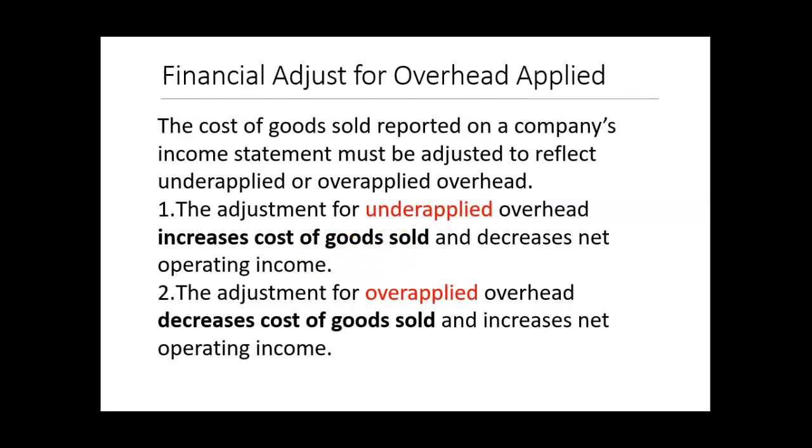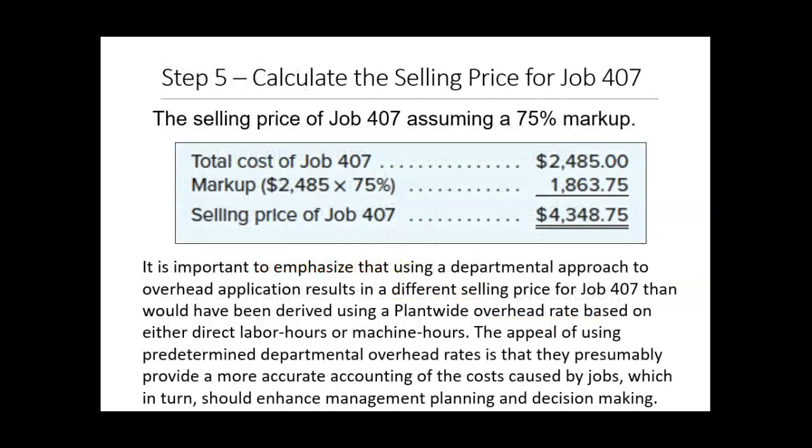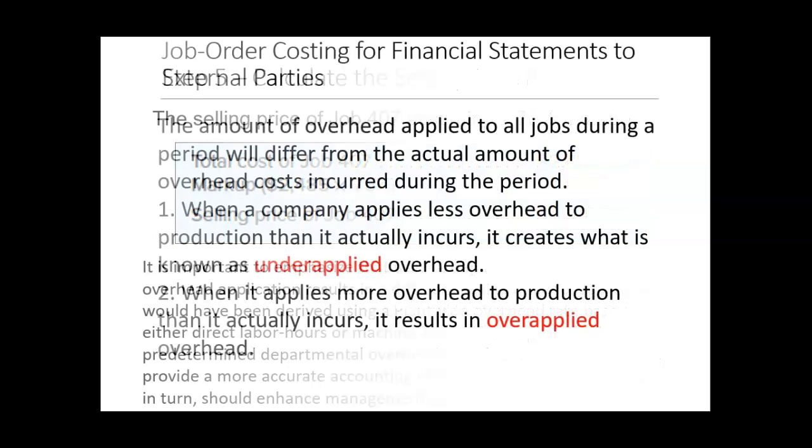Cost of goods sold. Perhaps you're saying, what is cost of goods sold? I am glad you asked that question. Cost of goods sold is an expense account that is shown on the income statement, and it represents the actual amount that a company paid to either purchase or produce an item. So for our example, cost of goods sold for job 407 would be $2,485. That was the amount of cost we assigned to job 407.